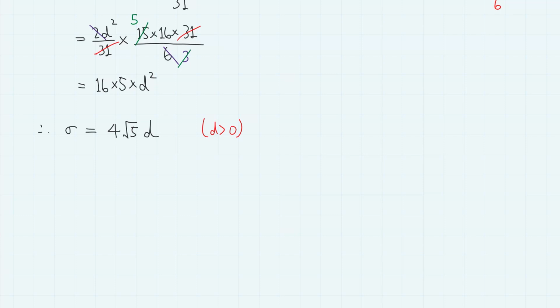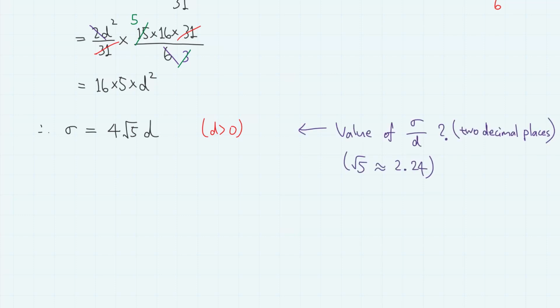So this is the exact value of sigma, and the problem wants you to calculate the approximate value of sigma over d up to 2 decimal places using this approximate value of the square root of 5. So we have sigma over d equals 4 square root of 5, which is approximately equal to 4 times 2.24, which is 8.96.